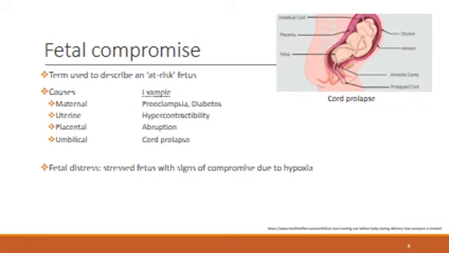Hypercontractibility of the uterus during a labor process can limit the amount of oxygen transferred to the placenta and to the fetus. A placental abruption is an emergency as the baby is cut off from oxygenation and removal of CO2. And then in cord prolapse, which is an obstetric emergency, again the cord is compressed so that the fetus will not be able to oxygenate.